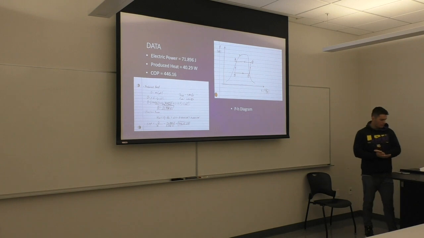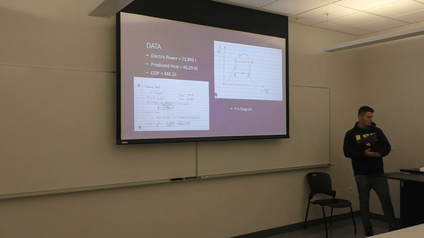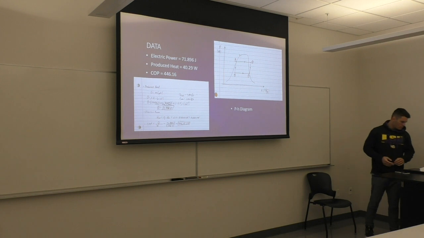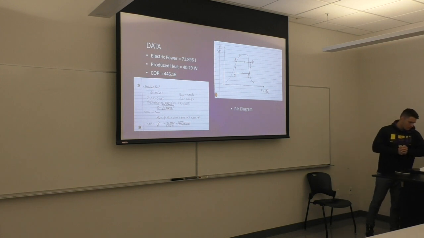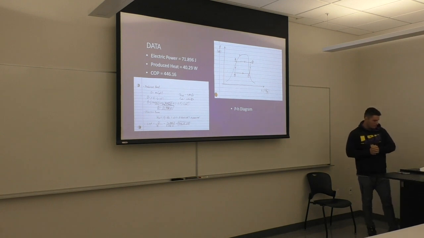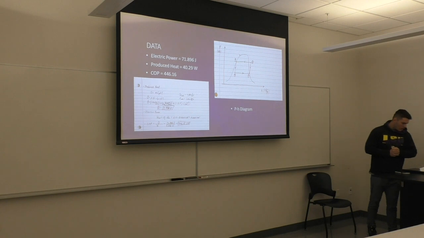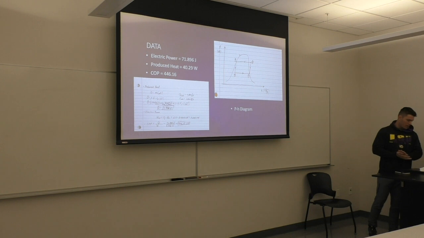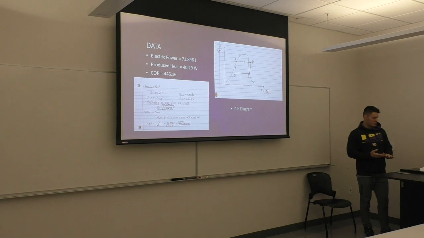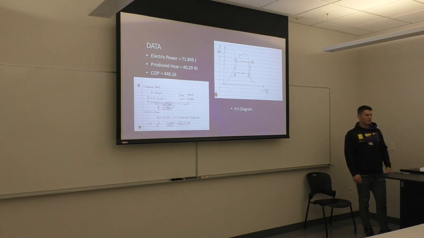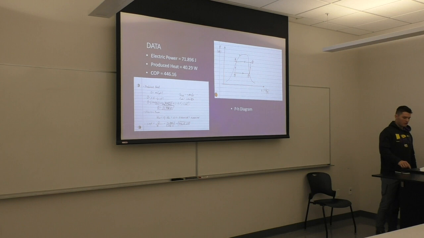So for my data, you had to find the electric power, produced heat, and COP. I found the heat from m c_v delta T. I plugged in the known values and found that the electric power would be about 71.896. And then COP, I found to be about 446, which I understand is extremely high and not realistic. But going on the calculations, I'm not going to try to skew the data. So that's what I found based upon the Q and W calculated.